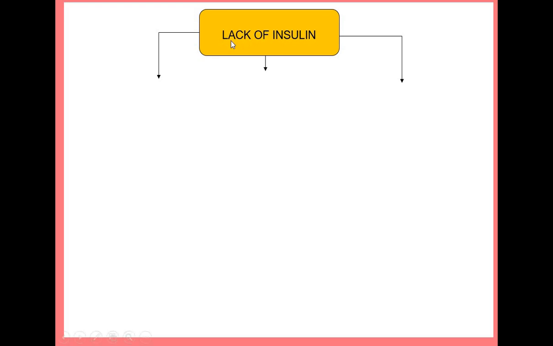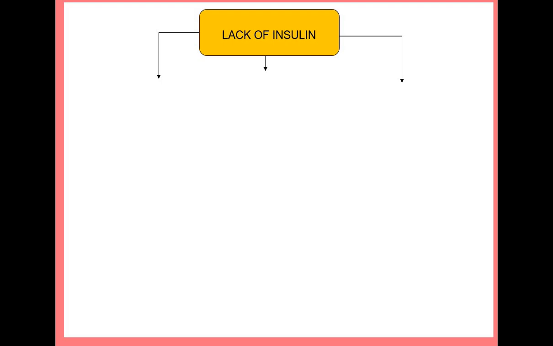First we will learn what happens if there is lack of insulin. This is exactly what happens in case of insulin dependent diabetes mellitus. Yes, it's one of the types of diabetes mellitus, which in Gujarati you call madhu prameh, right? A very famous and very prevalent disease in India, as well as globally.